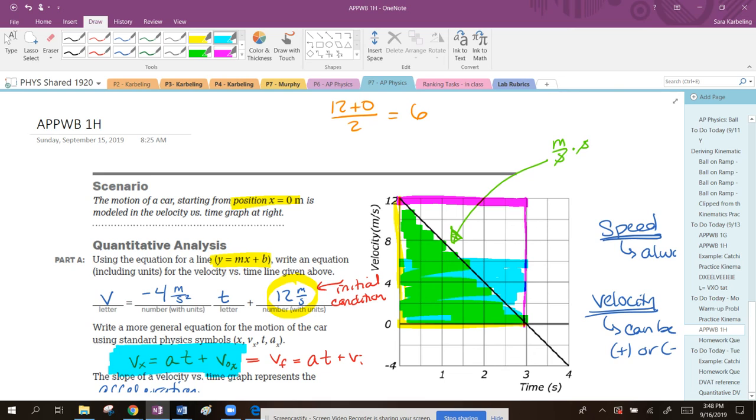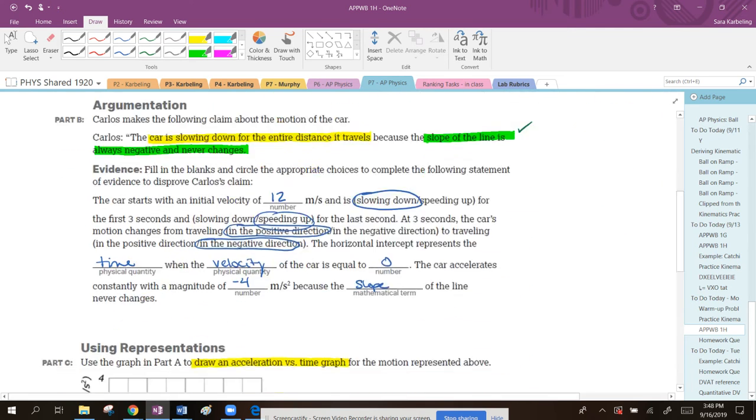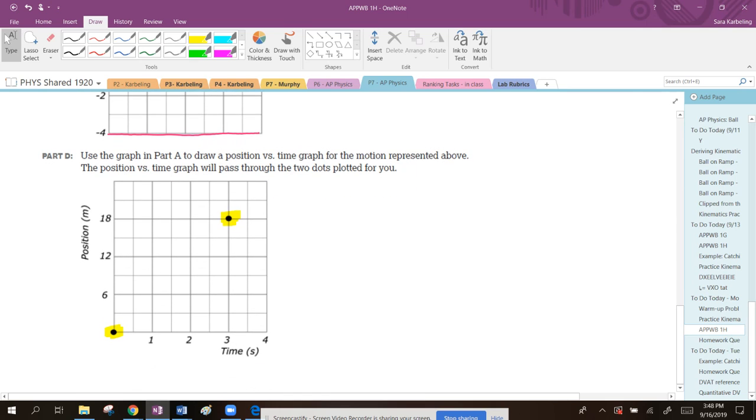Regardless of how you do that area, take the whole big thing and divide by 2, take the area of the triangle, or take the area with the average speed, that blue one that I've drawn. Any of those ways, you're going to get a displacement of how much? 18, right? Now, we have not answered the question. All we've done is plotted those 2 points.